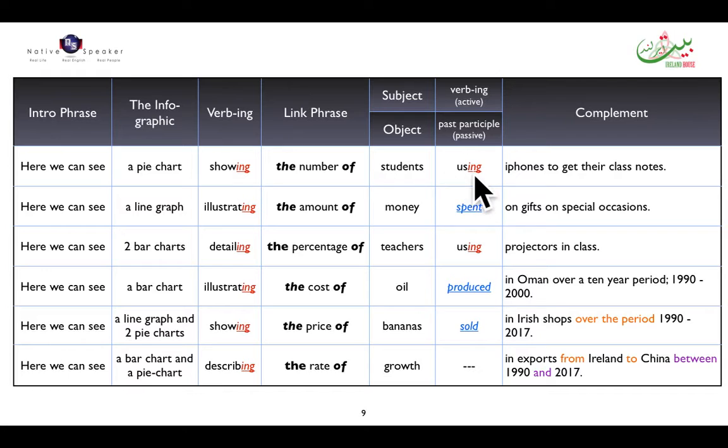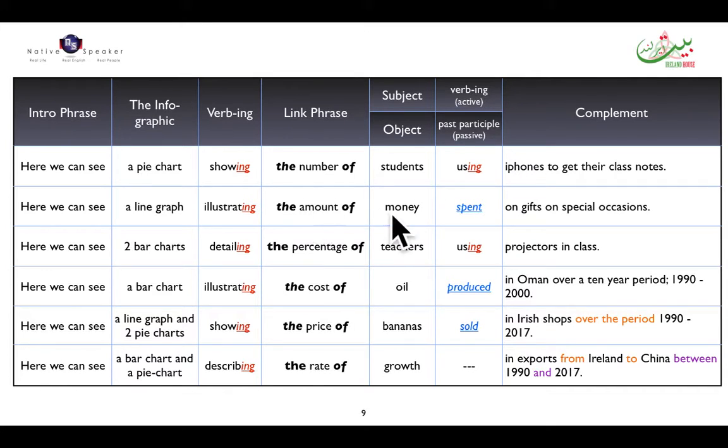Now, if what is happening is an action or an active thing, then we'll use verb ing. So the number of students, so students is countable, so it's the number of students using iPhones to get their class notes. Well, when you pick up your iPhone and tap the screen with your finger, that's an active thing, that's an action. So you're going to use verb ing.